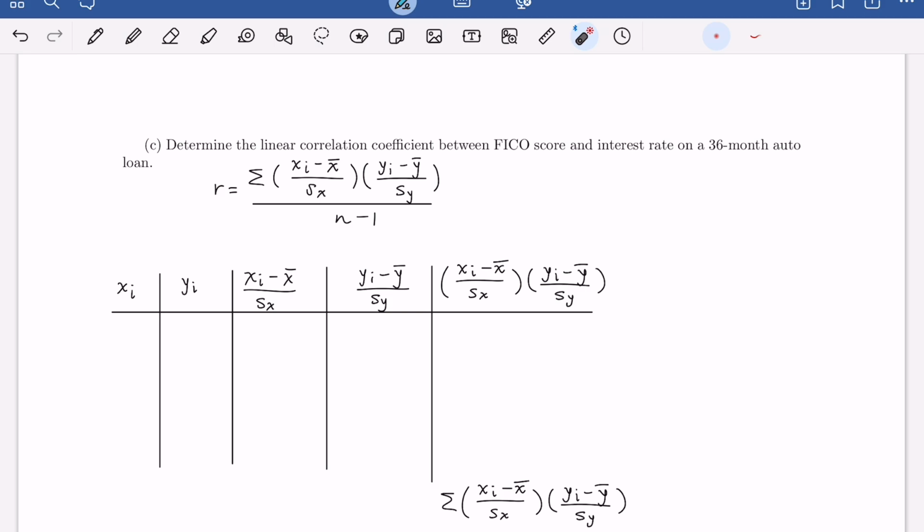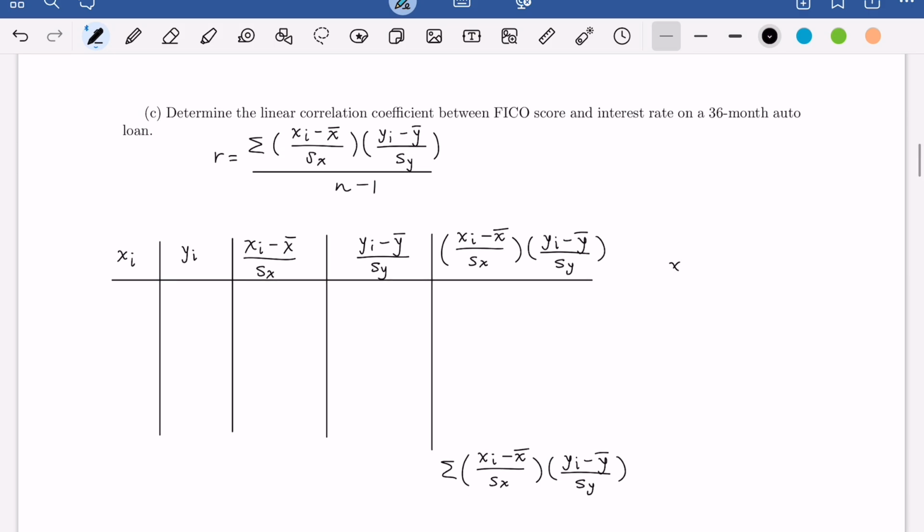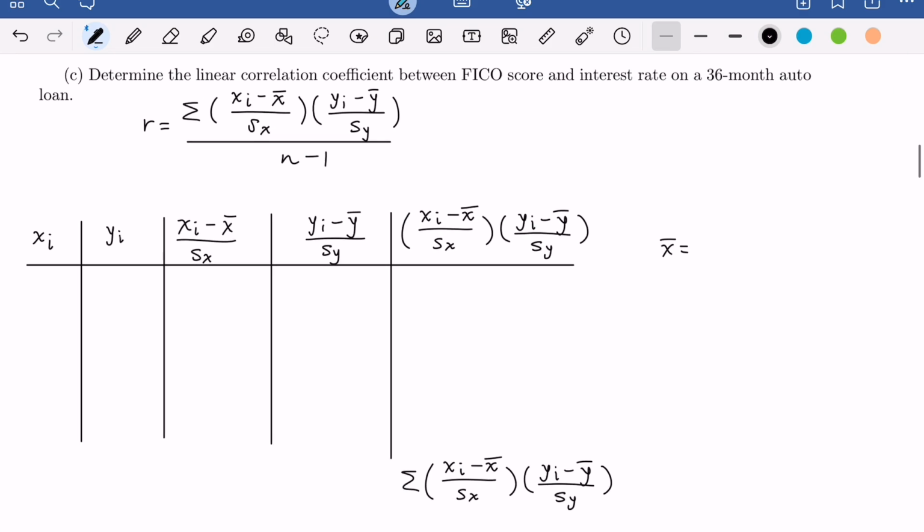Now for part C of the same problem, we want to determine the linear correlation coefficient between the FICO score and interest rate on a 36-month auto loan. So again, we're trying to find this R value, which we saw in the last example can be a little complicated. So I've already set up this table for us. We also know that we need to find the mean and standard deviations for both variables separately. So let's put this information here on the side.